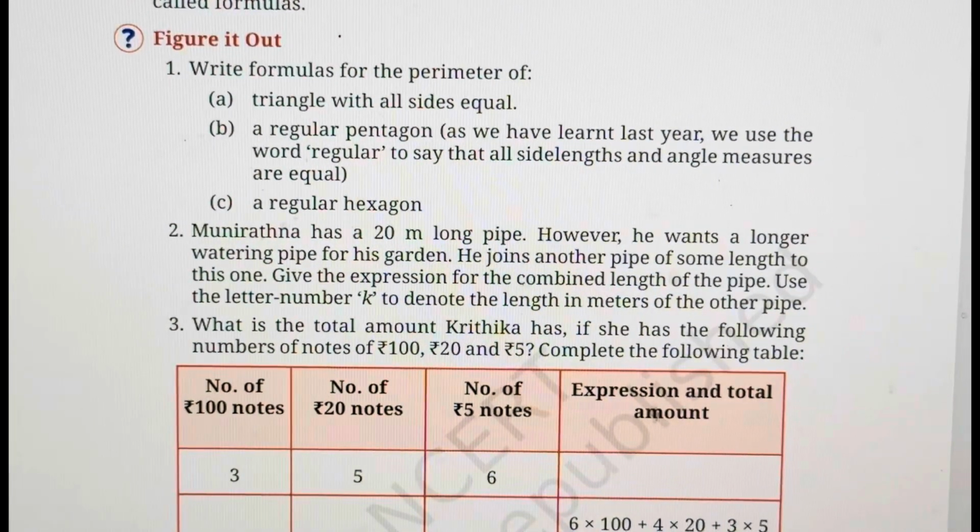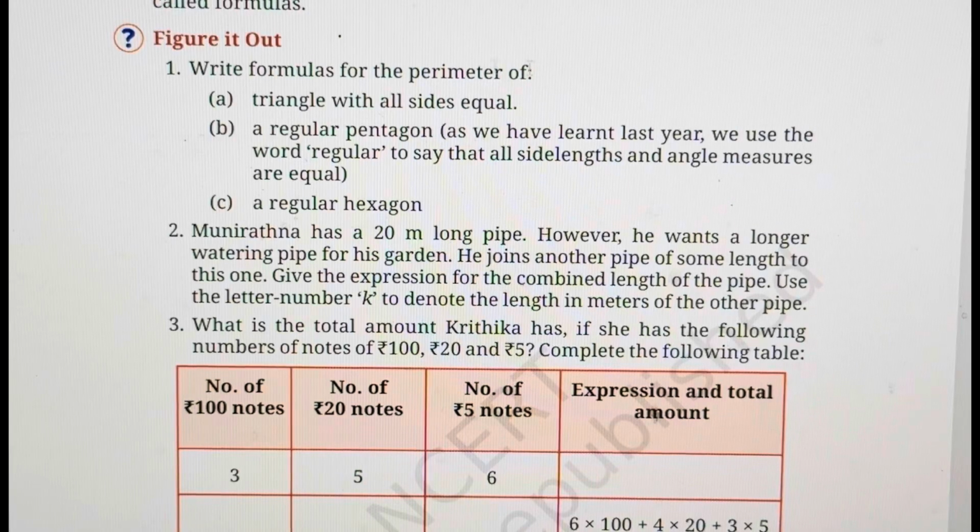First question is, write the formula for the perimeter of a triangle. First is of a triangle with all equal sides. Okay, so triangle with all equal sides means it's an equilateral triangle, so all sides are equal. And we multiplied by 3. See, you can add. What is perimeter? It is the length of its boundary. So you can add side plus side plus side. But instead of that, you can even multiply it by 3.